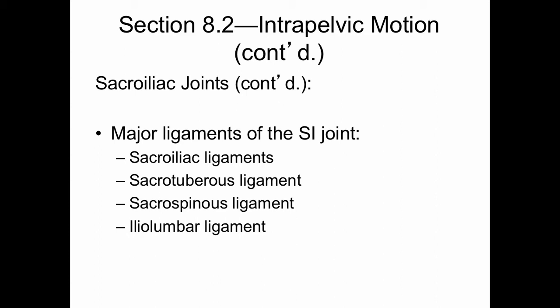There are several ligaments in the SI joint. There are two ligaments, the sacrotuberous and the sacrospinous ligaments, that do not attach directly from the sacrum to the ilium, but they do provide indirect stabilization.